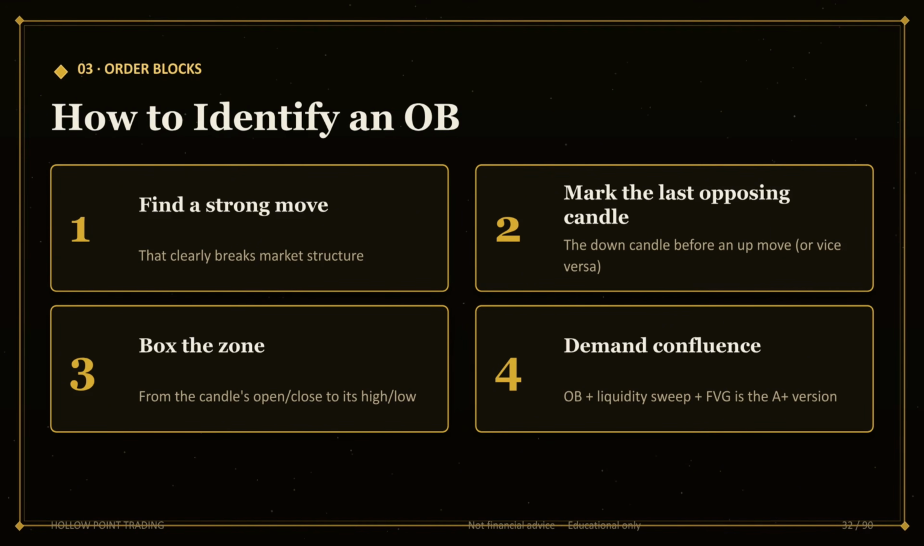To identify an order block, follow these steps. First, find a strong move that breaks market structure. Second, mark the last opposing candle. Third, box the zone from the candle's open or close to its high or low. Finally, look for confluence, such as a liquidity sweep.